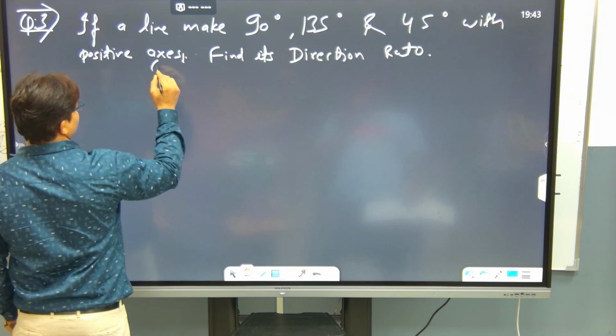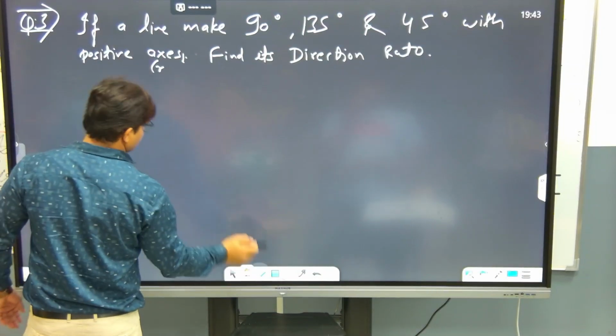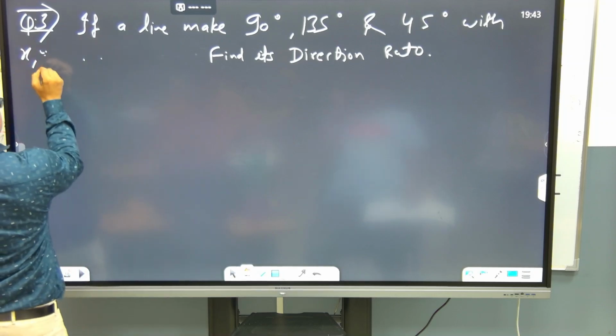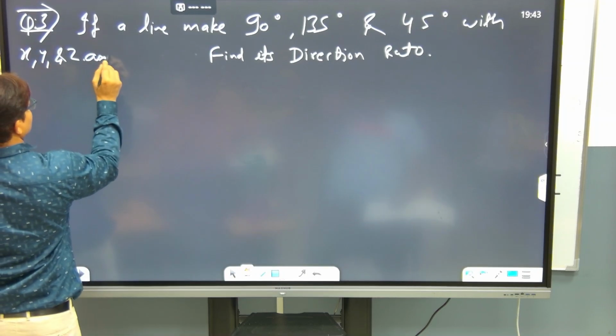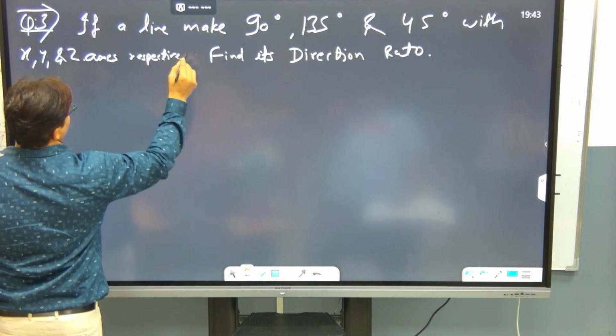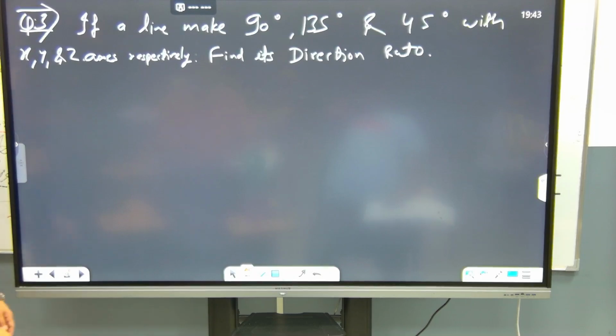Here we have the line with the x, y, and z axis. What is the direction ratio of this line?